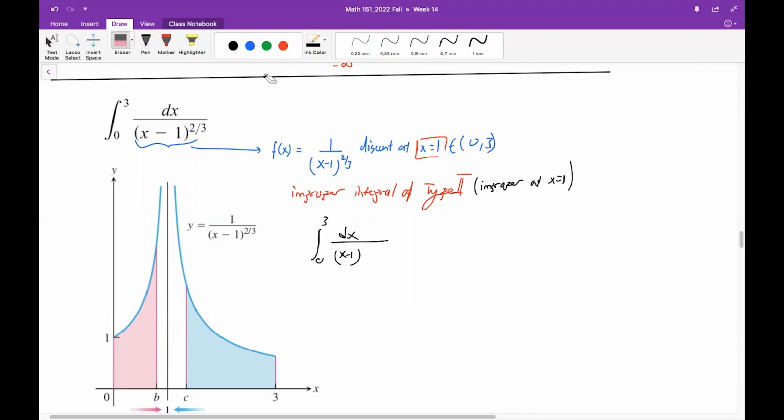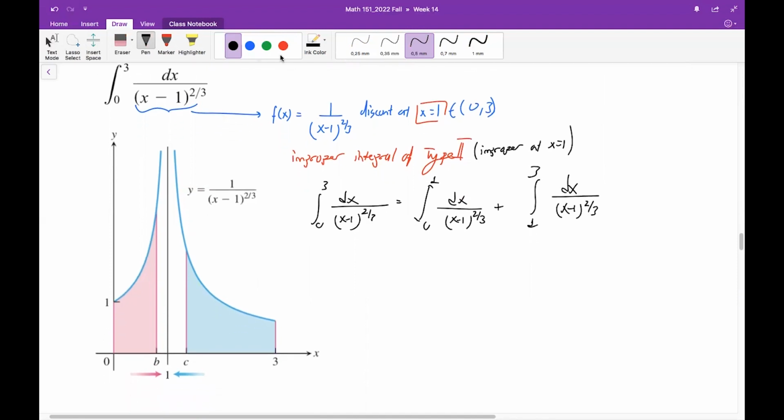And now what I will do to fix the problem is to divide this integral into 2 parts at the discontinuity point like this. The integral from 0 to 1 of dx over (x minus 1) to the power 2 over 3, plus the integral from 1 to 3 of dx over (x minus 1) to the power 2 over 3. Okay, now I have two improper integrals of type 2, right? So the problem is here now for the first integral. The problem is here at the upper bound. So I know how to fix these problems.